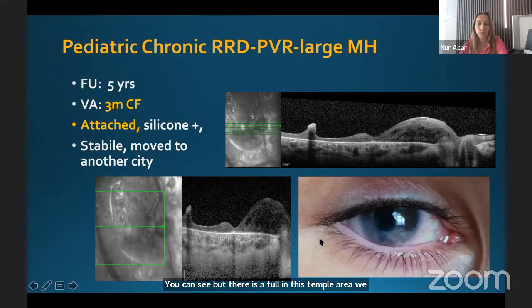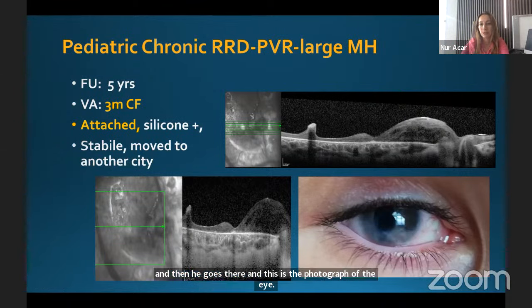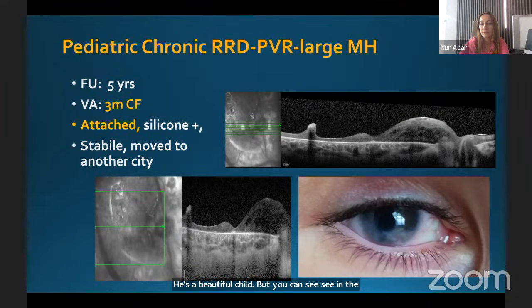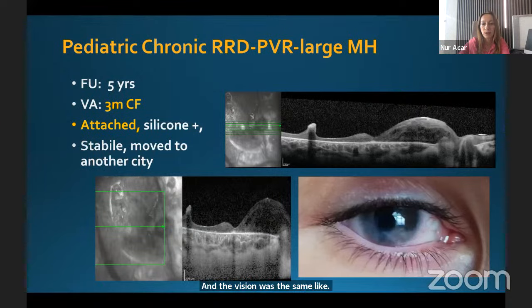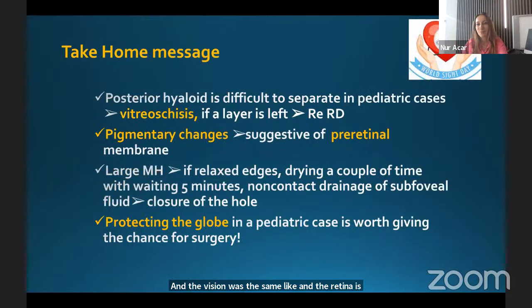I could follow this child for 2 years. But then they moved to a far city. But every year I ask how he is, and he goes to the university clinic there. And this is the photograph of the eye. He's a beautiful child, and you can see the cornea is still clear at the central area. The vision was the same, and the retina is attached. So they say he is under periodic follow-up. So this was my case.